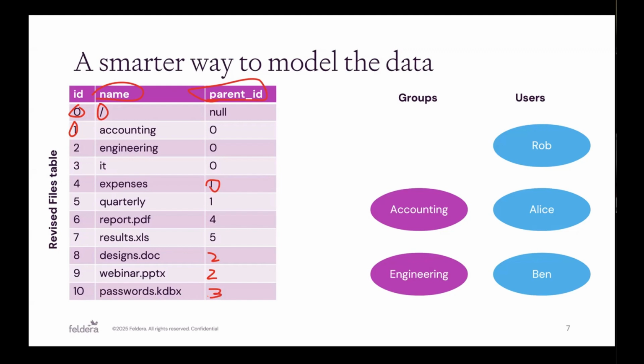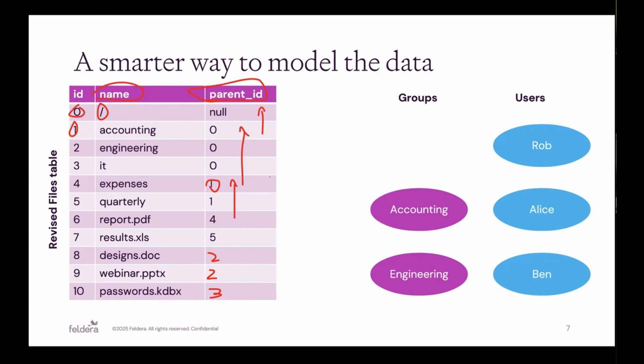And so now, if we want to find out what's the path for report PDF, what does it belong to? We can follow this chain here. So we can go to 4. So we know it's in expenses. And then from expenses, we know it's a 1. So we can go to accounting. And then from accounting, it's a 0. So we know it's in the root. And then once we reach the null here, we know that this is the whole path for report PDF. So that's the key part of how we model this graph relationship, or this tree of our file system hierarchy, using this parent ID field.